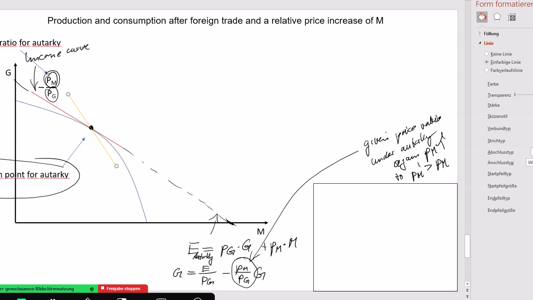Would we still produce the same? Well, we already know from the labor market that we will produce another basket of G and M. But if we just would say we are turning our income line within the production point under autarky, would this situation now still be optimal?